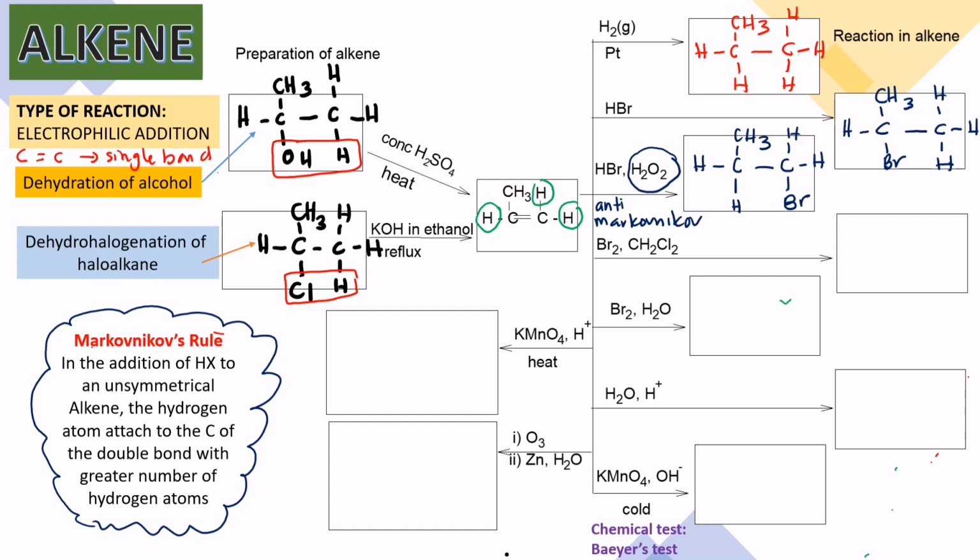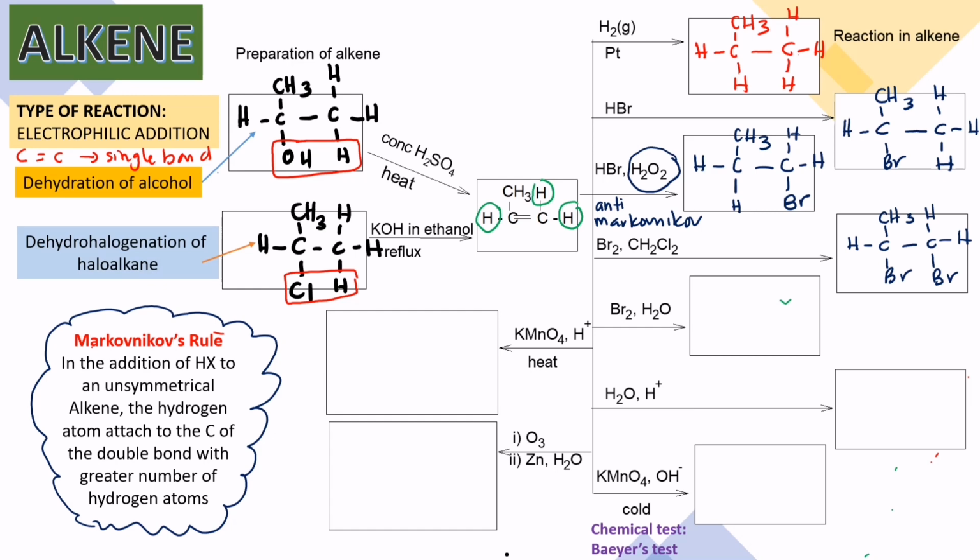Reaction of bromine in inert solvent. In this reaction, 2Br is added to the carbon-carbon double bond and the product formed is H, C, CH3, C, H, H. 2Br is added to the carbon-carbon double bond and the double bond will become a single bond.